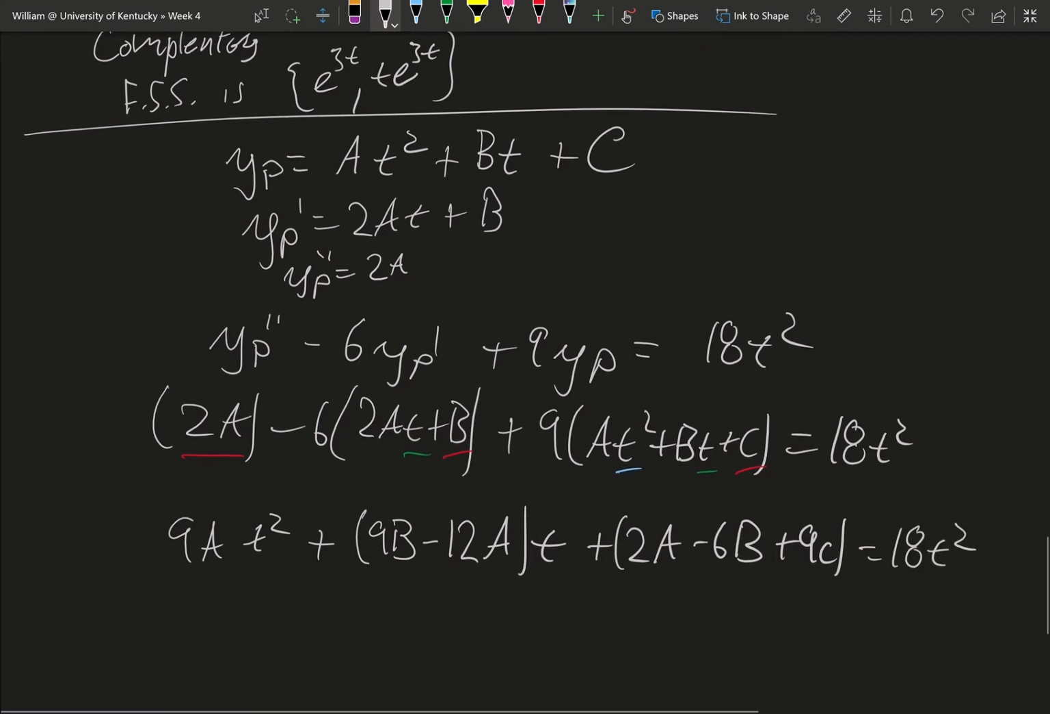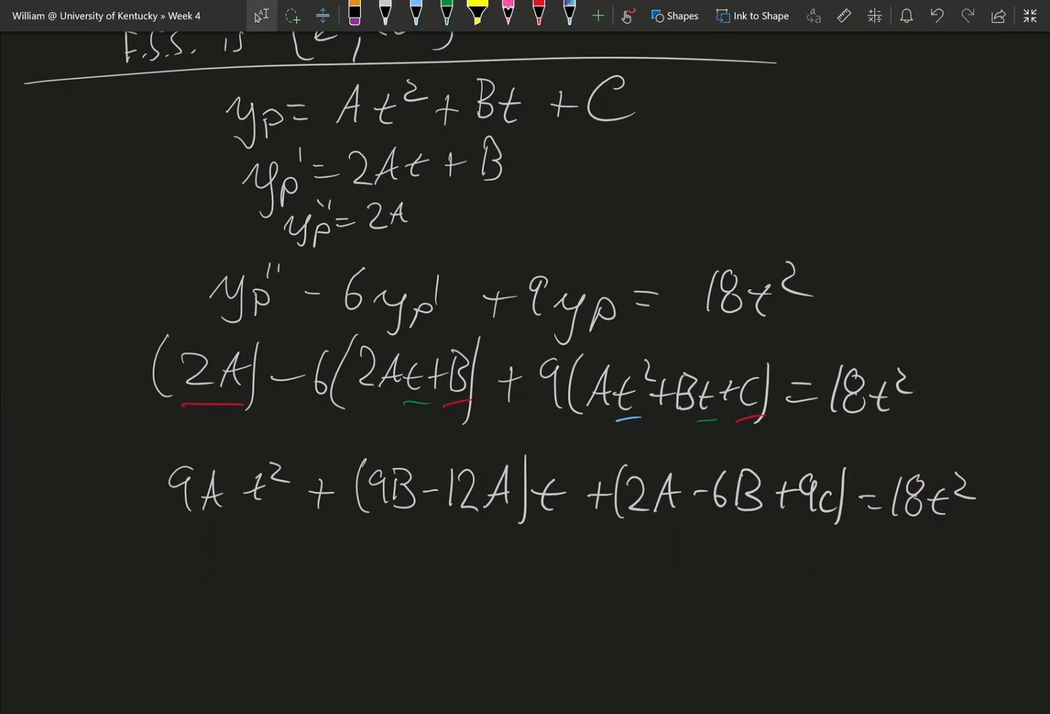All right, so now we're going to set up a system of equations that are necessarily going to need to be satisfied. So you could always just plug in values for different t values. It could be useful, but this ends up being not necessarily the best approach, especially when you have more complicated guesses later on. So let's just identify terms. So we have a t squared term and a t squared term here. So we have 9a t squared equals 18 t squared.